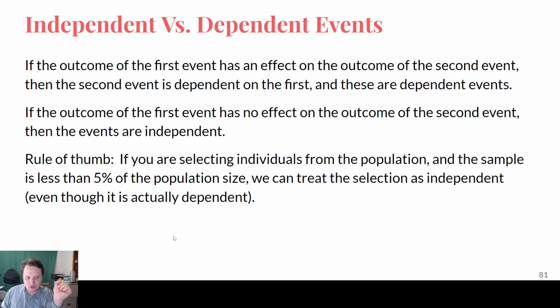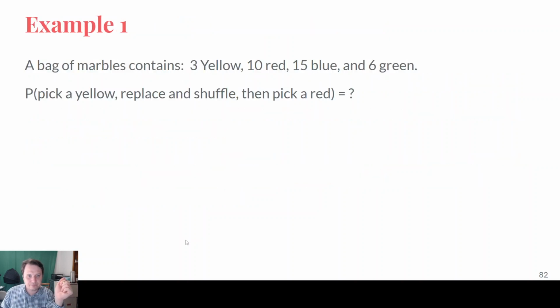I believe this is a question on your homework. That's why I included it in the slideshow. So that's why we do it. To make the math easier, we'll keep our sample size less than 5% of the population. So let's actually see the difference between independent events and dependent events. So here we go.